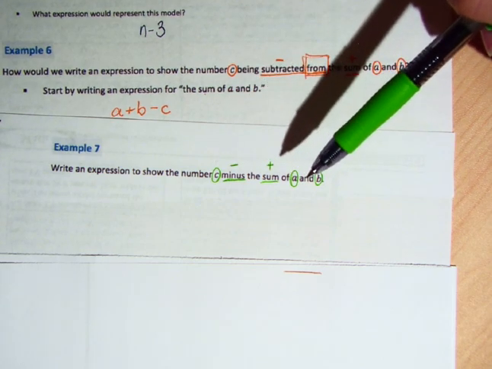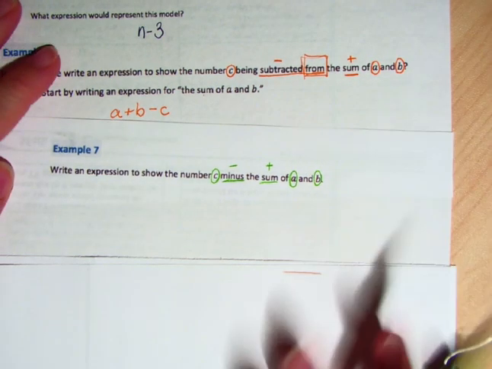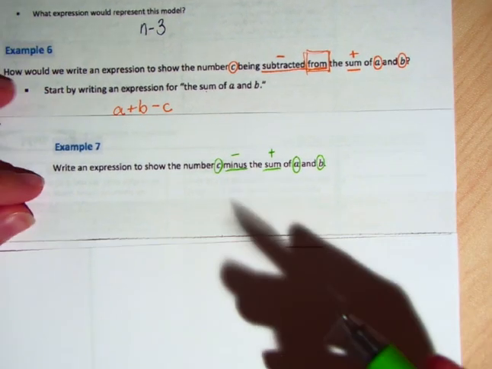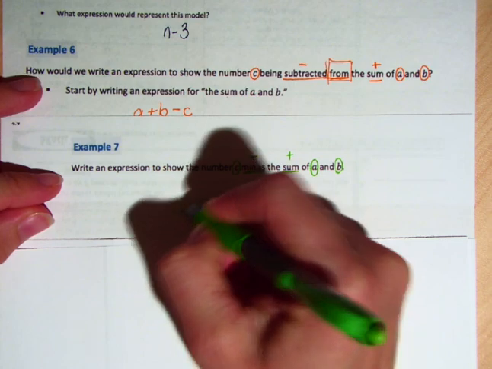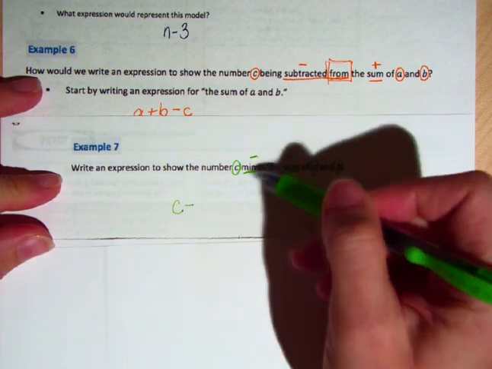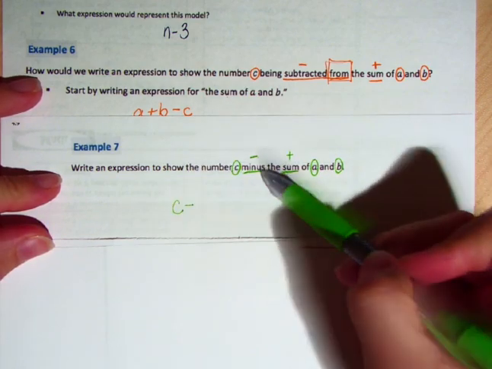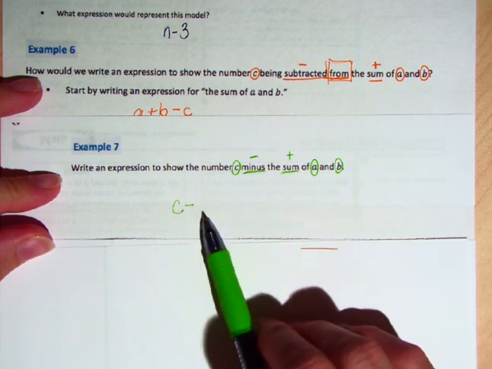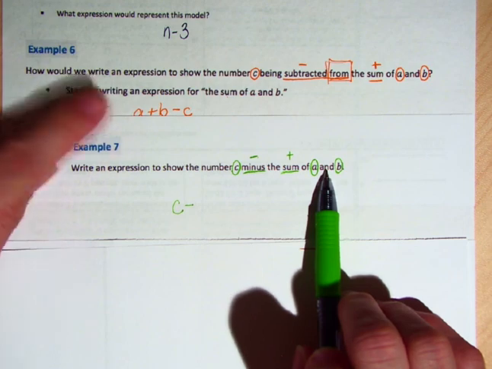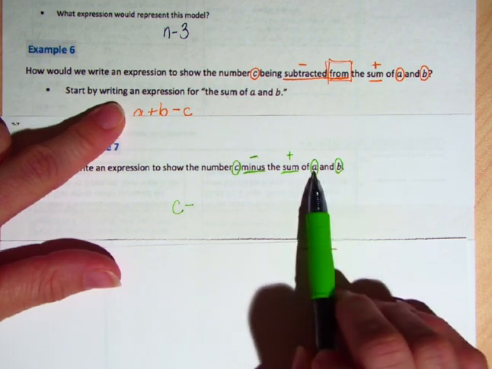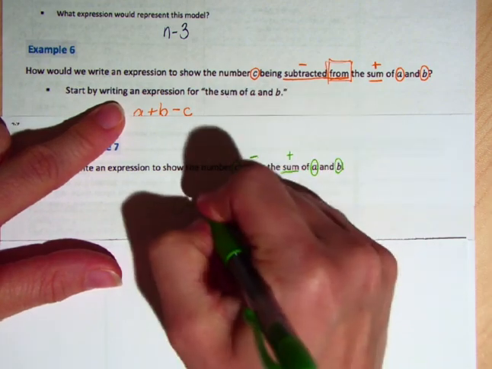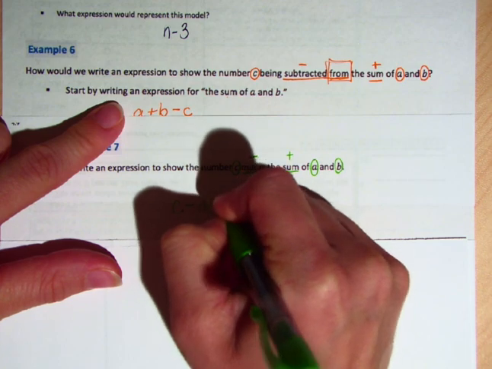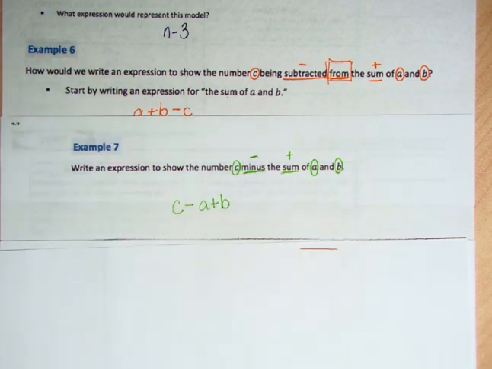I got an idea. I think we're going to start with C. So let's do C minus, just like it says, C minus the sum. We can't do C minus add. So we're going to put the sum, just like we did up here, the sum of A and B. So A plus B. C minus A plus B.